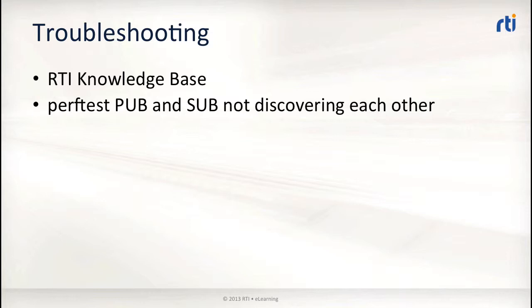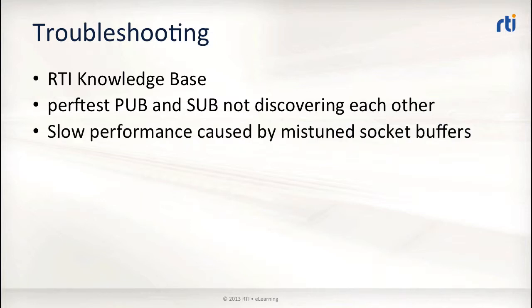Performance problems caused by mistuned socket buffers are a problem as well. This is a common problem for high-performance applications on many different operating systems. The RTI knowledge base has information about Windows registry settings and Linux kernel settings that can improve the performance of network traffic.